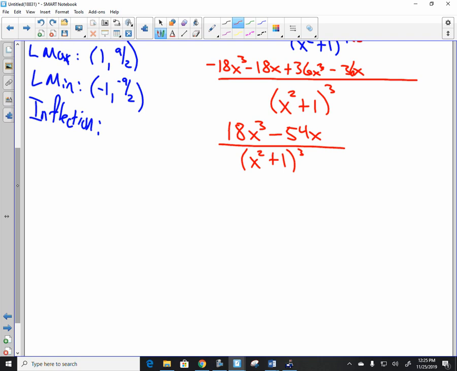Tell me something about the bottom. The bottom is always positive. Everybody agreed? Cool. So I just need to look at the top. What could you factor out of the top? The 18x, and if you did, you get x squared minus 3. We're going to do something tricky here. Hopefully you don't get upset. Is that just x minus the root of 3 times x plus the root of 3?